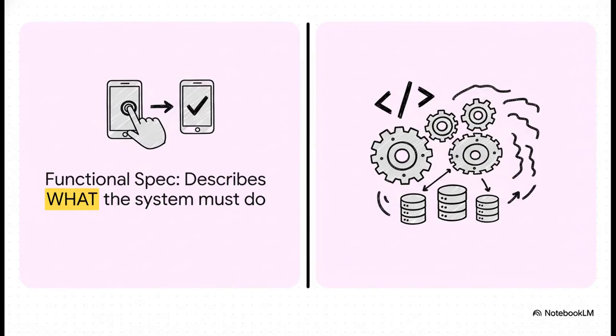And here is probably the most crucial distinction you need to understand. The FSD focuses entirely on the what. What happens when a user clicks this button? What information shows up on this screen? It leaves the how, the nitty-gritty programming code, the database design, to a completely separate document, the technical spec. This separation is absolutely key.